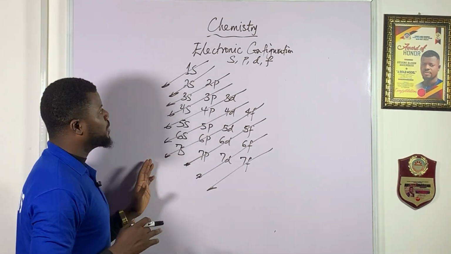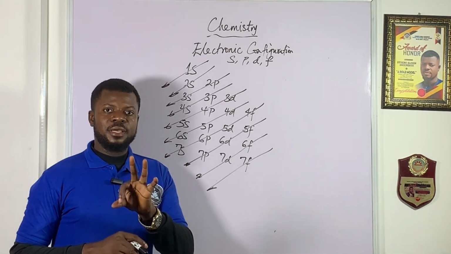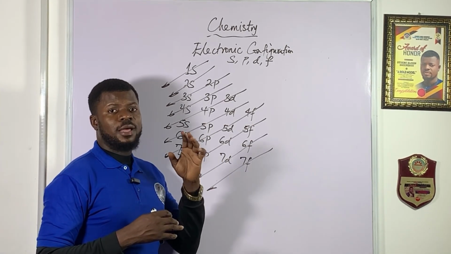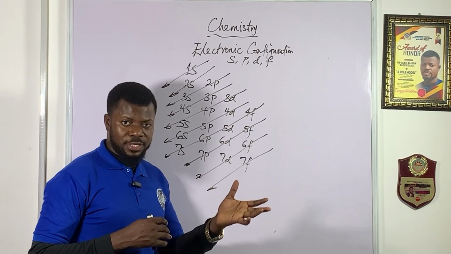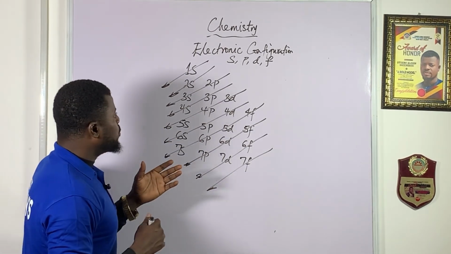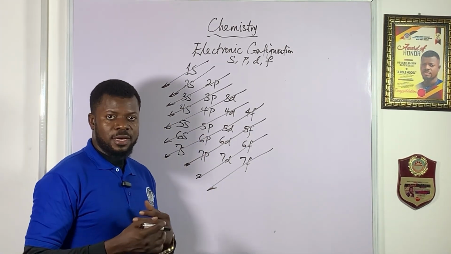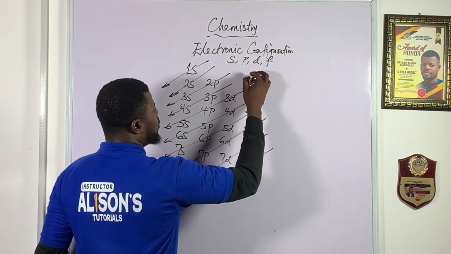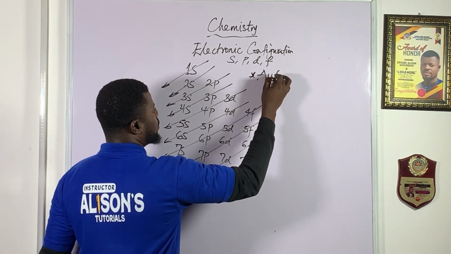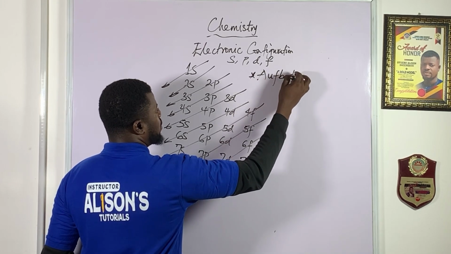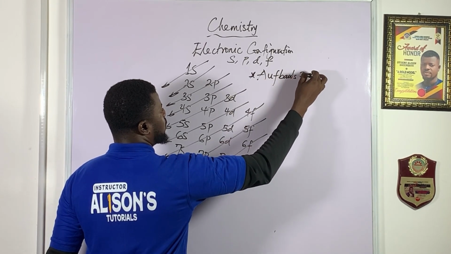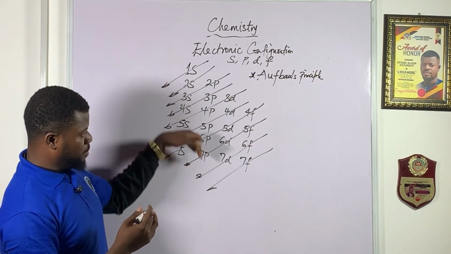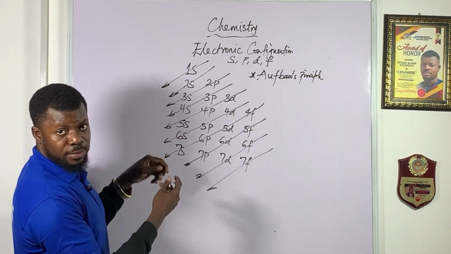So what is the usefulness of this? There are 3 chemical principles that govern the arrangement of elements in an orbital. How do we arrange elements in orbitals? These are the principles. The first one is what we call the Aufbau principle, which you can as well call the build-up principle. The build-up, you can see how I build up this.